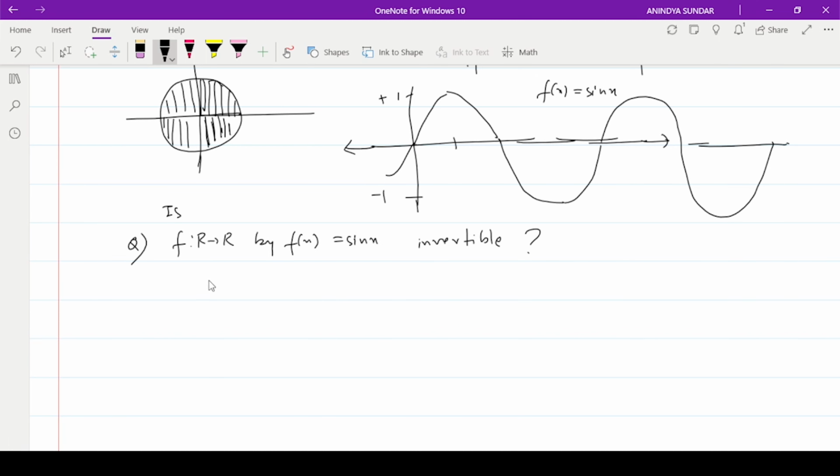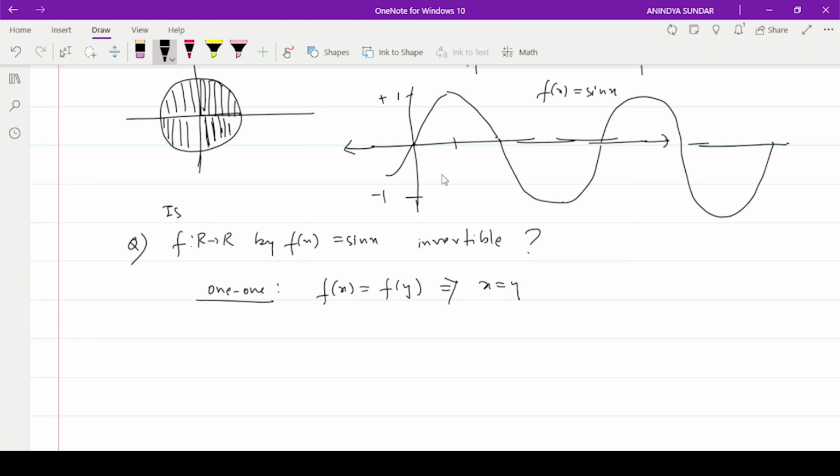Okay, now is this function one-one? So what is the definition of one-one, how to check whether a function is one-one or not? I will take two points and I will say f(x) = f(y), and that should imply that x = y. So this is my definition of one-one. So is this particular function one-one?